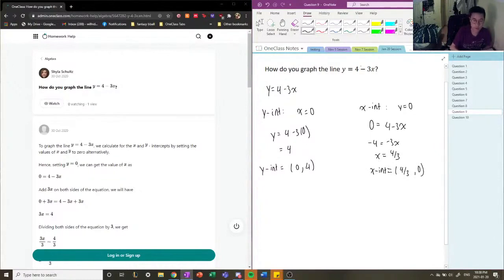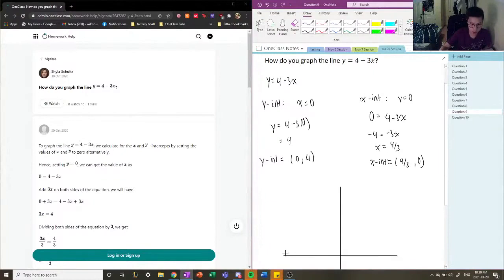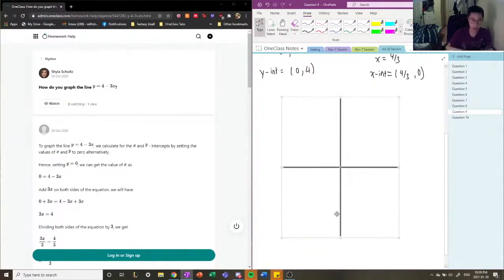So now that we have our points, we have to draw an axis here. Let's do this axis real quick. Now we label our points on the axis. (0, 4) will be around, if 1, 2, 3, 4, that's over here. And (4/3, 0), with 1, 2, 3, 4, is over here. So this is (4/3, 0), and this is (0, 4).